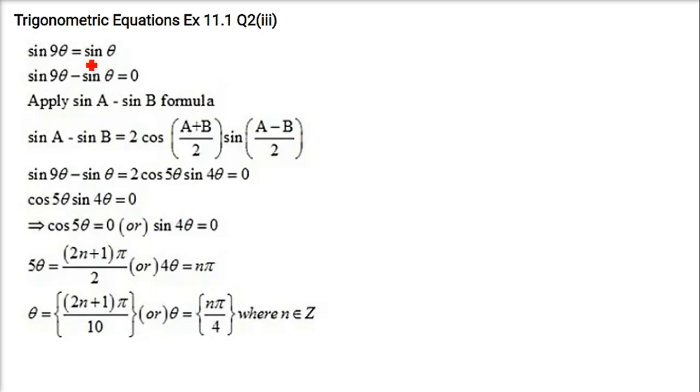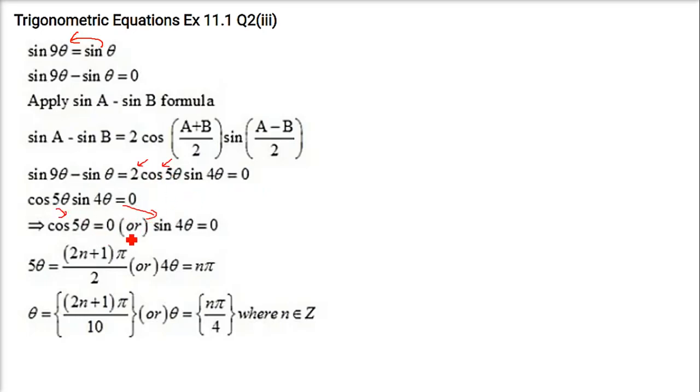Sin 9 theta equal to sin theta. So now you bring it here. Sin c minus sin d formula. You just use the formula 2 cos a plus b by 2 sin a minus b by 2. You get this one as 2 cos 5 theta sin 4 theta. Now this is equal to 0, that means 2 cannot be 0. So cos 5 theta, either this is 0 or sin 4 theta is 0.